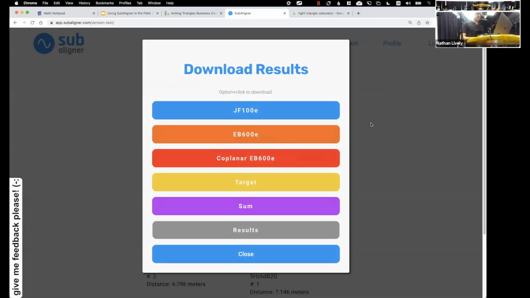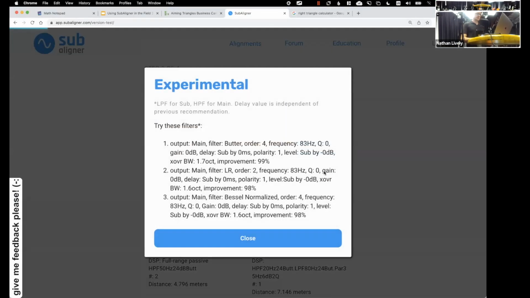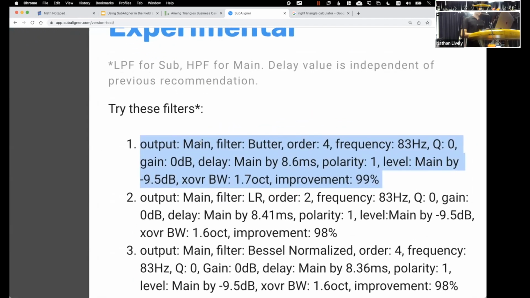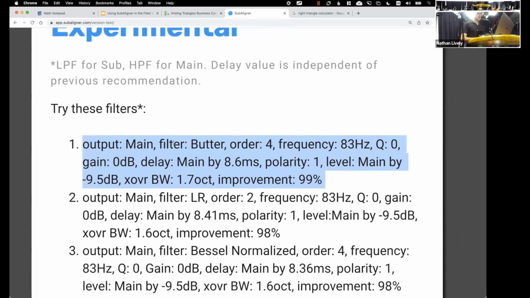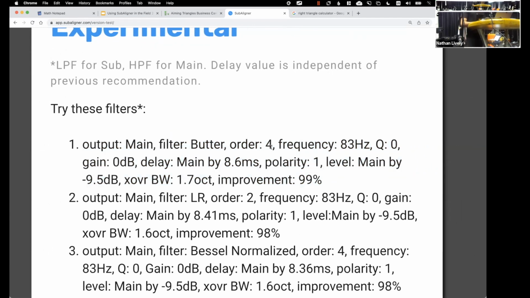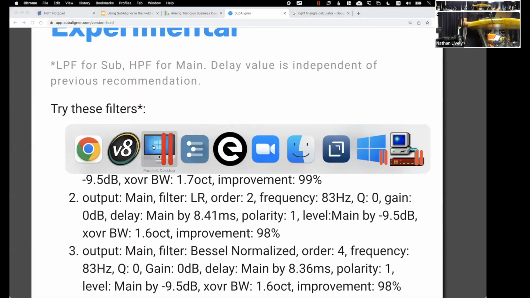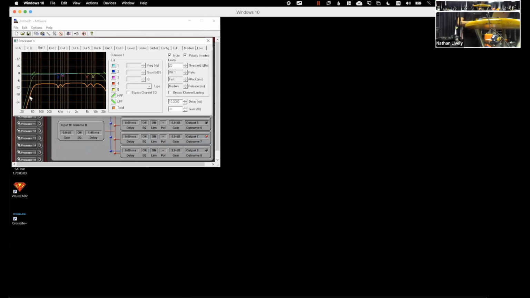Let's take a look real quick. I think none of the filters had it. Oh, there is some improvement here. So we could try this on the output of the main, put a Butterworth filter order 4 at frequency 83. Now, the challenge here is that this is in addition to whatever preset was on there.